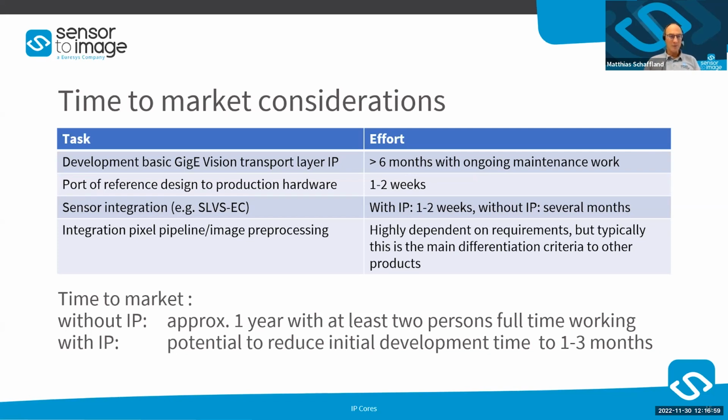So as a summary, without IP, you have at least 1 year with at least 2 persons working full-time to make only the firmware part of the design. And with IP, there's the potential to reduce this initial development time to 1 to 3 months. On the hardware side, this is a different topic, but very similar. Later on, AMD Sightings will have a speech where you can use hardware IP and reuse that. So this might be interesting as well.